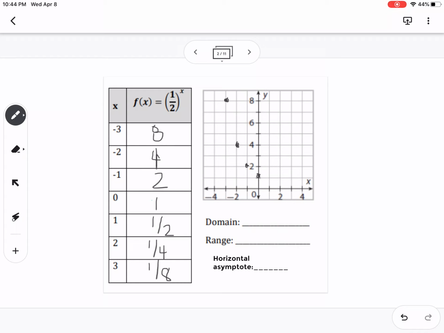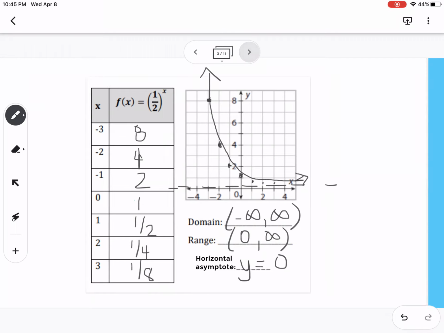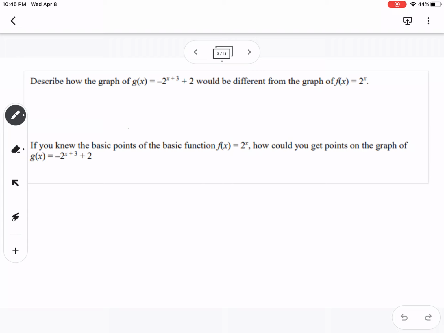Then once I get to these guys, it gets a little harder. 2, down, down. Okay, again, our horizontal asymptote is at y equals 0. I'm going to connect the dots, and there we go. All right, so it's there. We know it's decay. Our domain is -infinity to infinity, and our range is 0 to infinity. Again, same horizontal asymptote.